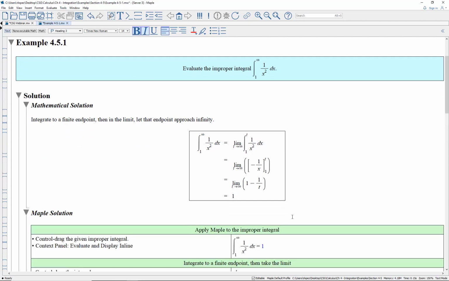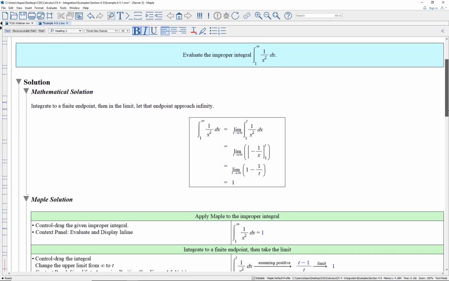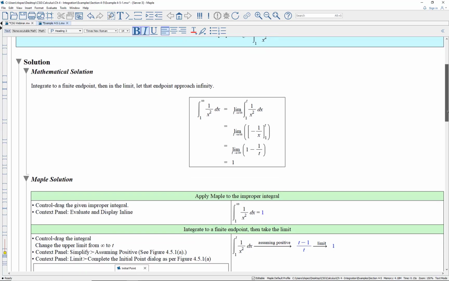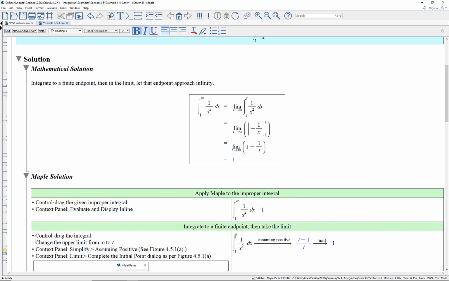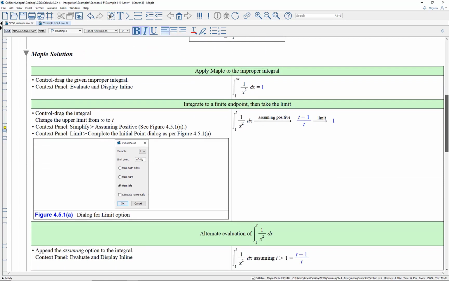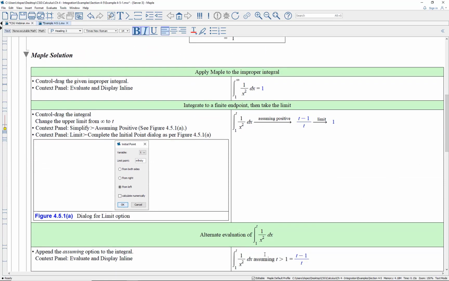Working in Maple, if you wrote that integral and evaluated it, you would get 1. If you want to do it stepwise and you put the t here, in order to get this integral to evaluate, Maple needs to know something about t. If you would use syntax, you could say assuming t greater than 1, and you would get t minus 1 over t.